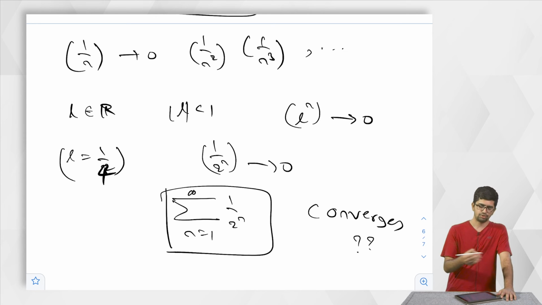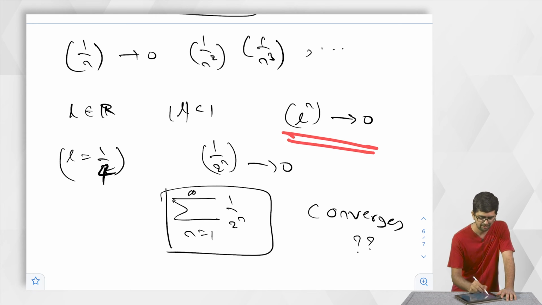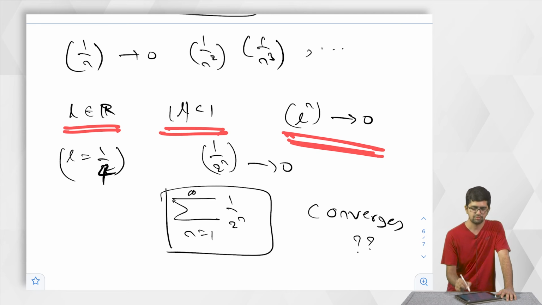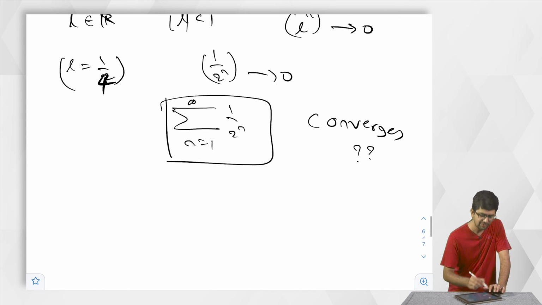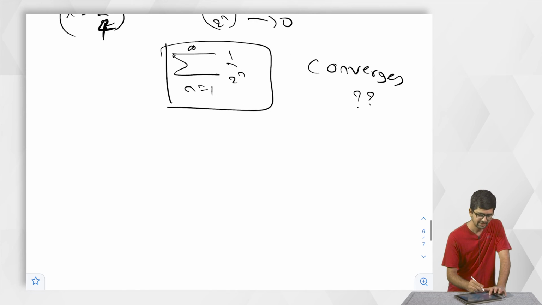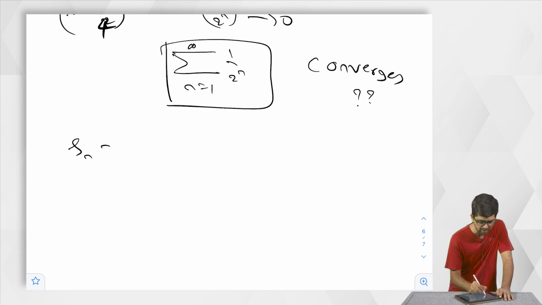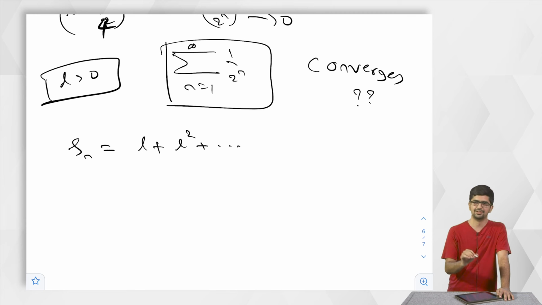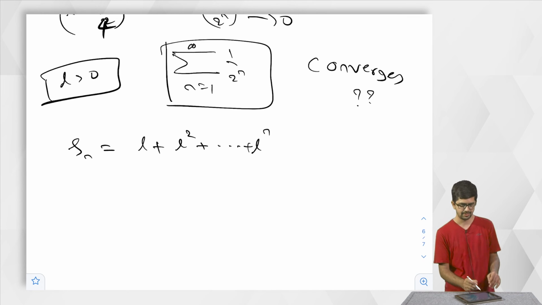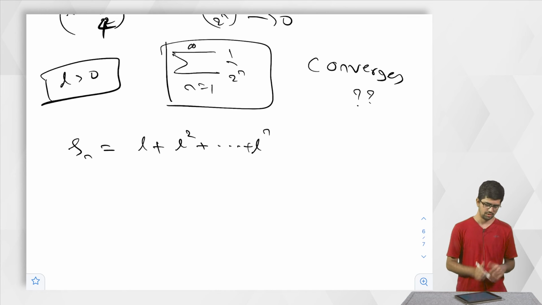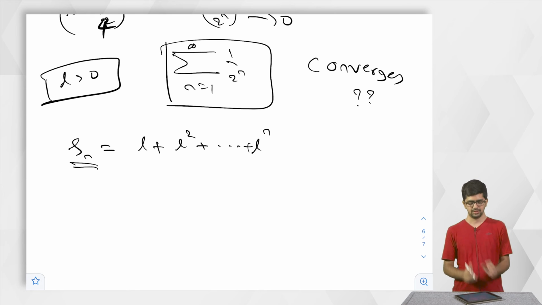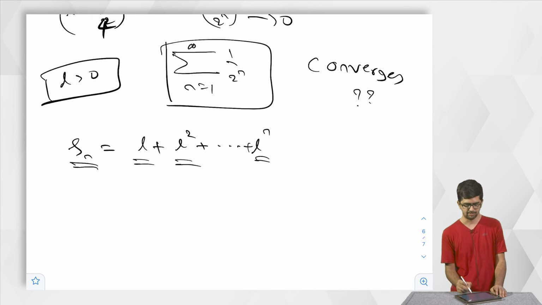The other sequences that go to 0 that we know are this kind of sequences: L belongs to R, mod L less than 1, L power n goes to 0. Now we are checking whether the series is convergent or not. So what is the sequence of partial sums? I am assuming L is positive just to be comfortable. The sequence is L, L square, and so on. So Sn, the sum of the first n elements, is just L plus L square plus so on, up to L power n.